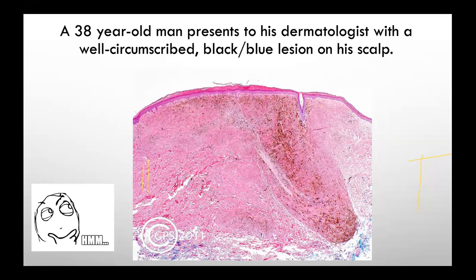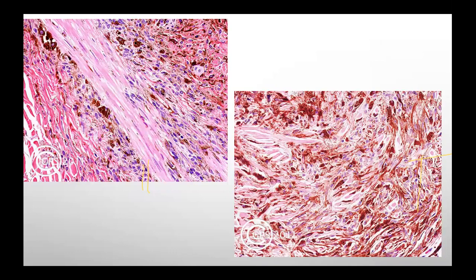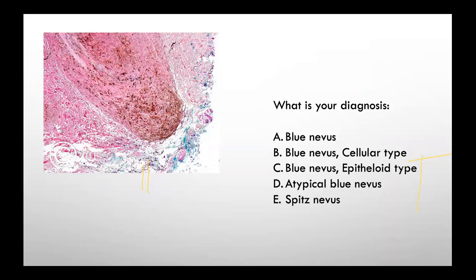A 38 years old man presents to dermatology with a well-circumscribed black-blue lesion on his scalp. Sometimes the history will give you a hint as well. Think in a systematic way, okay? Anybody know the diagnosis? Blue nevus, yes. But what type of blue nevus do you think? Is it the cellular, the epithelioid, the atypical blue nevus, or is it a Spitz nevus? Cellular blue nevus. Yes, absolutely right.